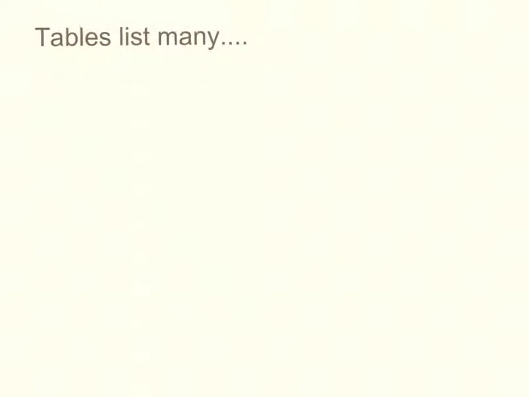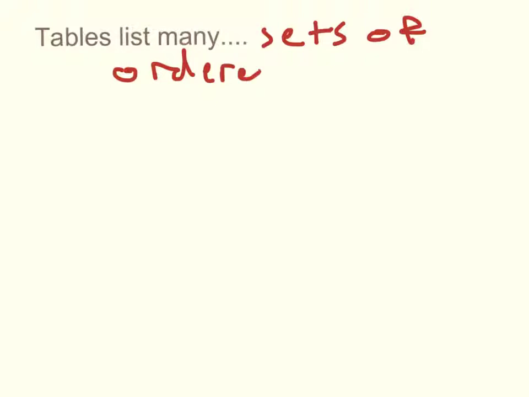Tables list many sets of ordered pairs. If we have ordered pairs, then we should be able to figure out an equation. We haven't gotten there yet this year, but it's coming very, very soon.